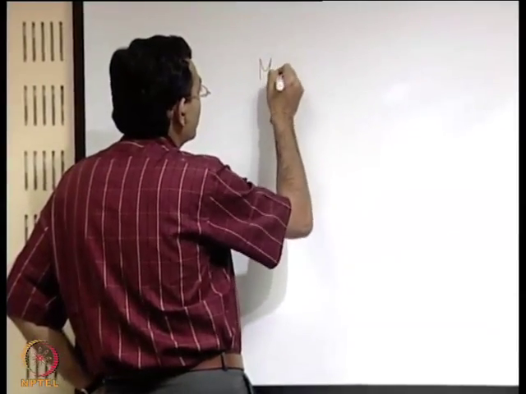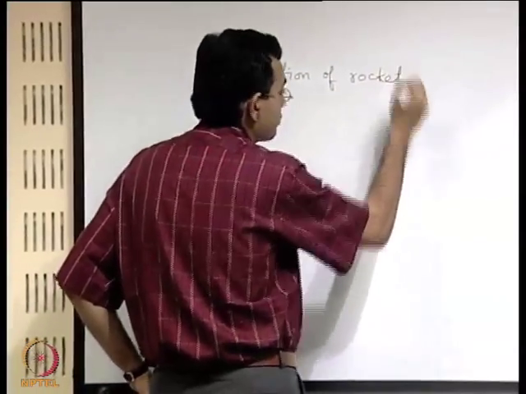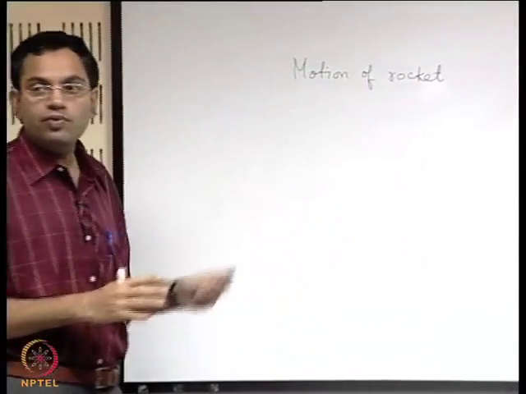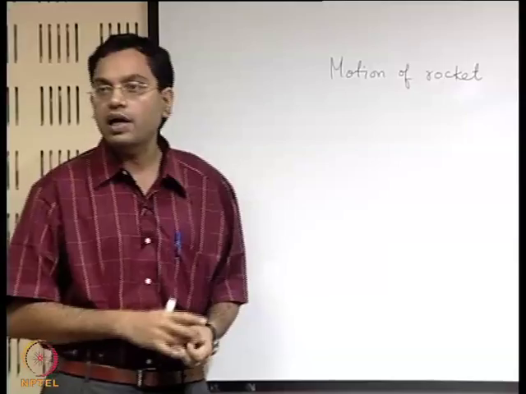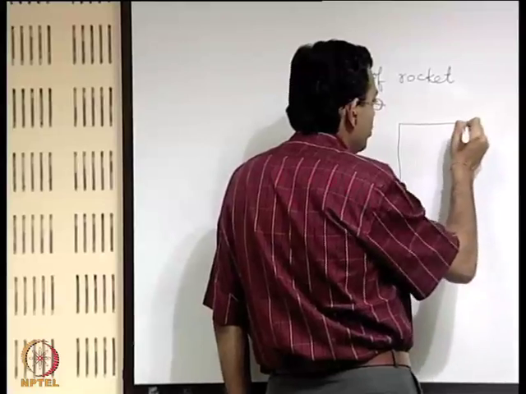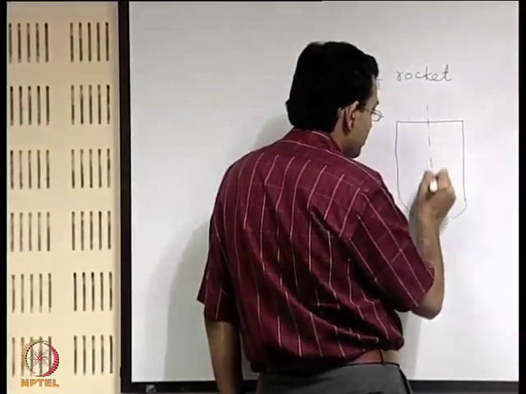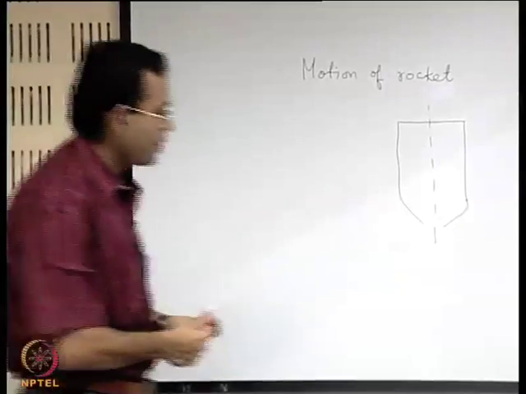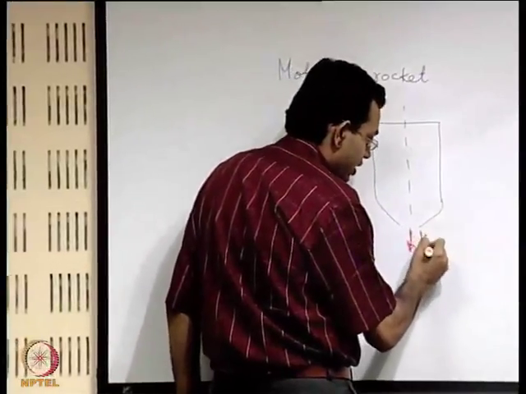Let us take an example of something which is quite common, say motion of a rocket. We will have a simplified picture of what it is. The whole idea is to get the essential feel of how you can use the Reynolds transport theorem to analyze the motion. Let us say that you have a rocket shell of some shape, and products of combustion, they leave the rocket with a velocity, say VE, relative to the rocket.